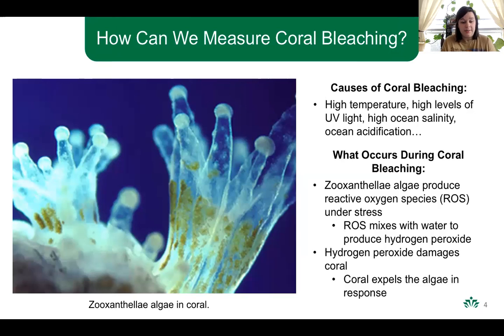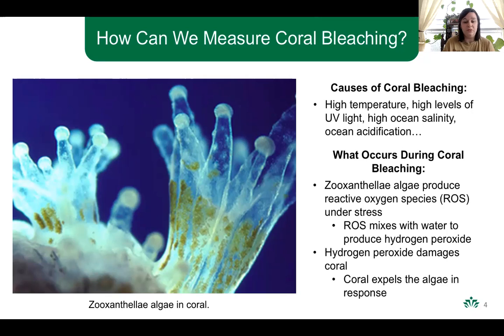So what exactly causes coral bleaching? Based on what I've said about the global warming crisis, we know that high temperature and ocean acidification are two of the leading causes for coral bleaching. But what is actually occurring here? Coral and algae live symbiotically. The algae provides nutrients to the coral, and the coral acts as a place for the algae to live and be protected.